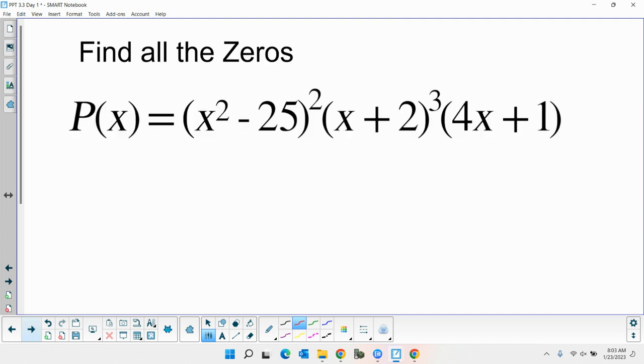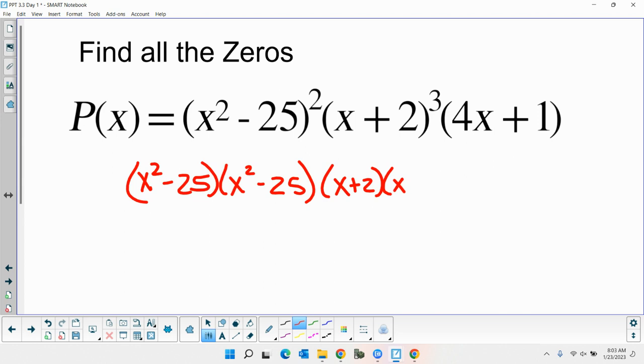So, find all the zeros, a problem like this. Well, these are already factored out, but what's this x squared minus 25 called again? Difference of squares, right? So it's not factored all the way. There's 2 of these, right? What that means is x squared minus 25 times x squared minus 25. And then this was an x plus 2. We wrote it all out, x plus 2, x plus 2, and then the 4x plus 1. So to find all the zeros, I need to factor those 2 things.